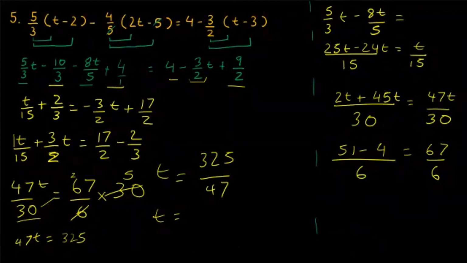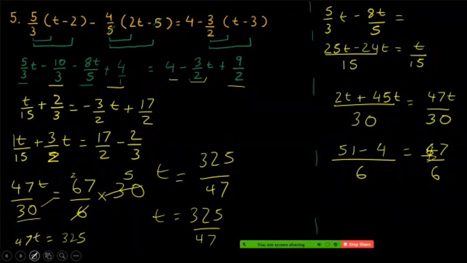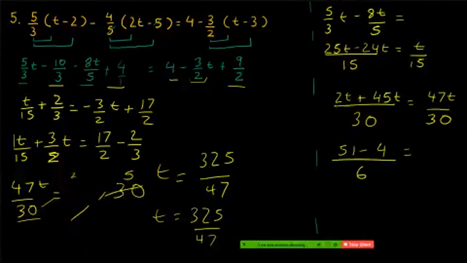But okay, I've just spotted one mistake here. Yeah, 51 minus 4 will equal 47 over 6, not 67. So should we go back? Yeah, sorry, I'll rub that out. Let's go back. I am sorry, guys. 47 over 6. And we'll get rid of this.